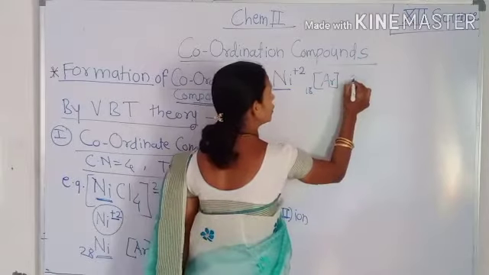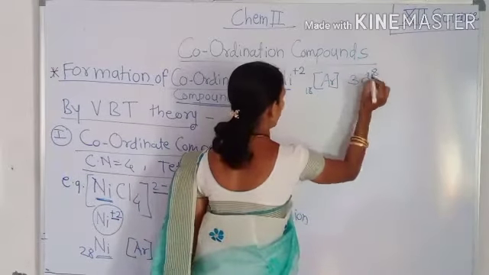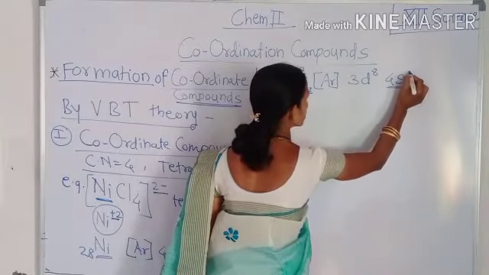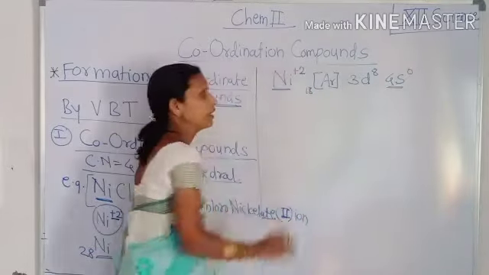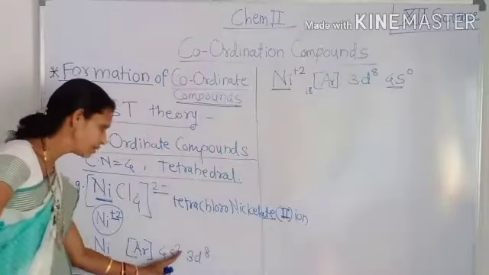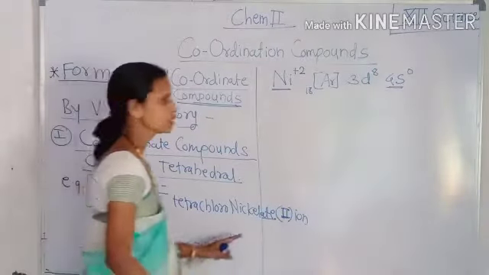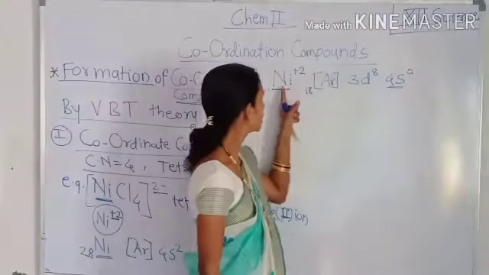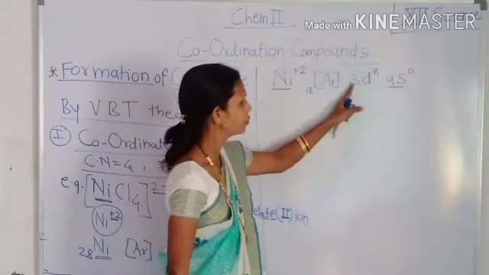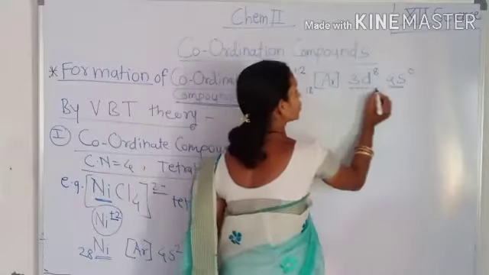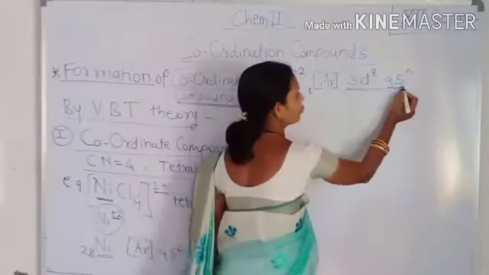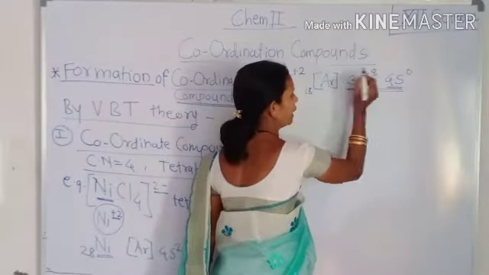The electronic configuration for Ni2 plus is argon 18, 3d8, and the 2 electrons from 4s are lost by the nickel atom. That means the 2 electrons present in the 4s orbital of the nickel atom are lost during formation of Ni2 plus. Therefore, the valence electronic configuration of Ni2 plus is 4s0 3d8.